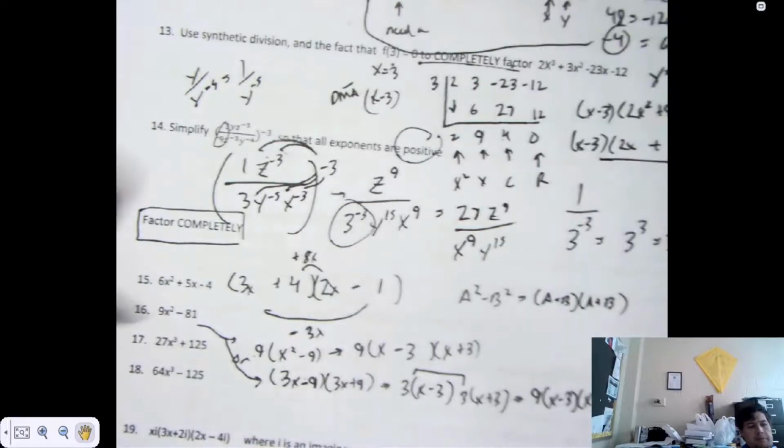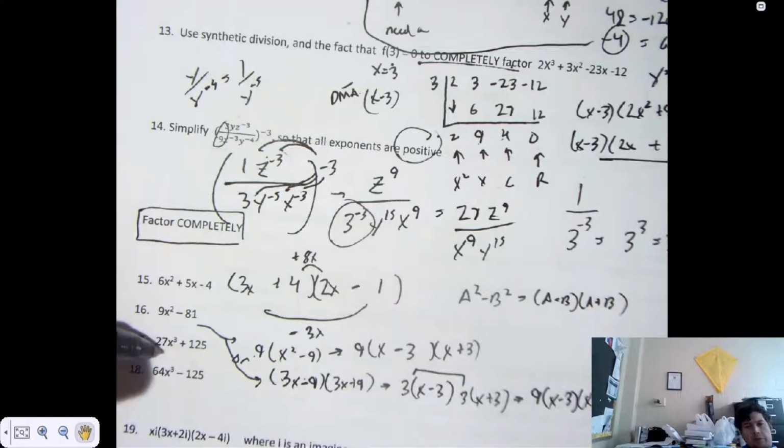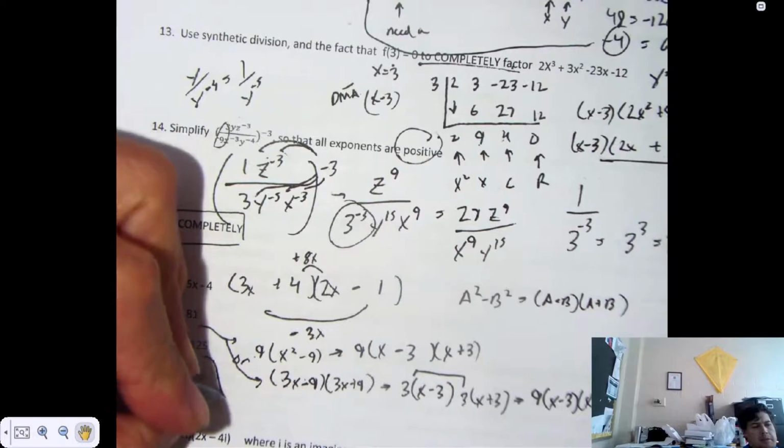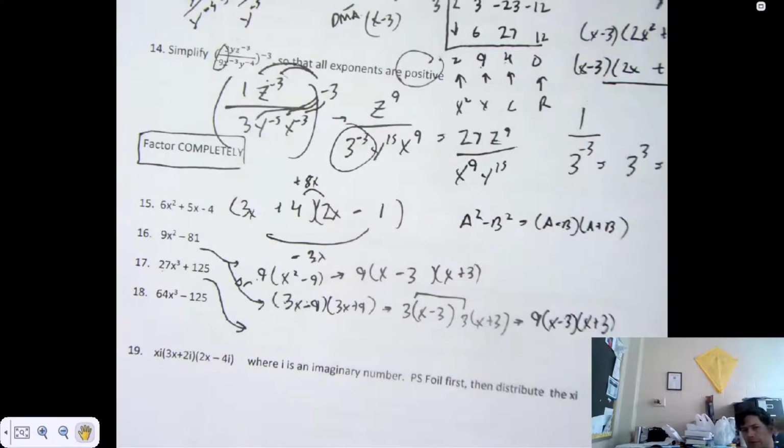Now, be on the lookout for this on a test. If you can pull something, pull it. I try not to do that too often on a test because it just leads to wrong answers, but sometimes I just don't have time to recreate a problem. 27 and 125 don't have anything in common.